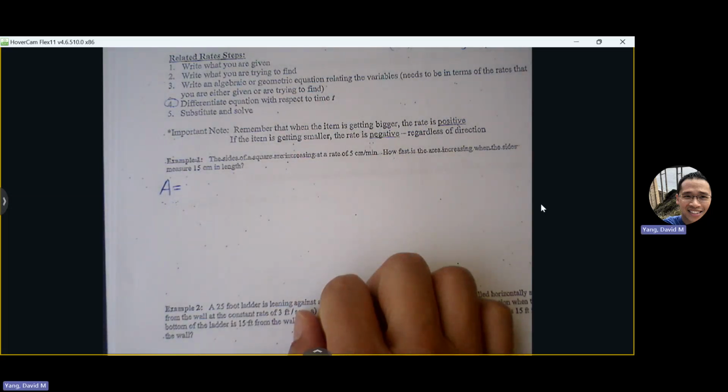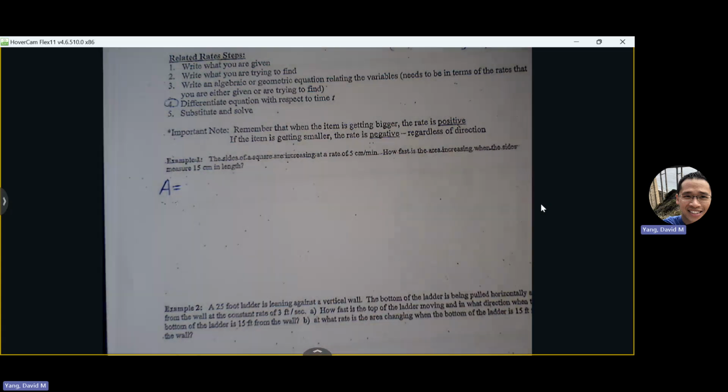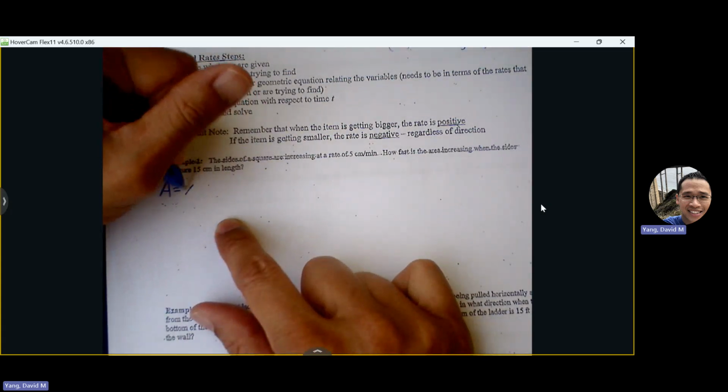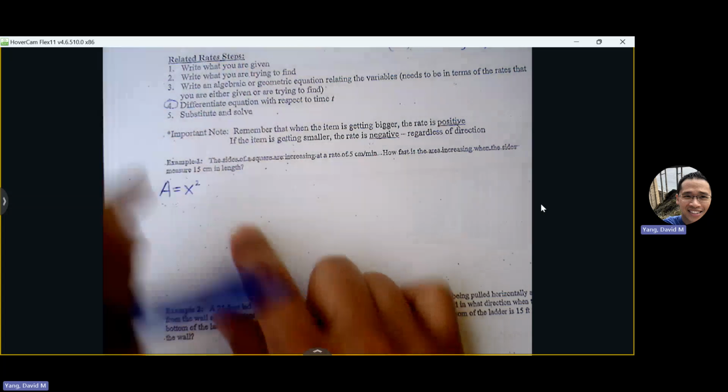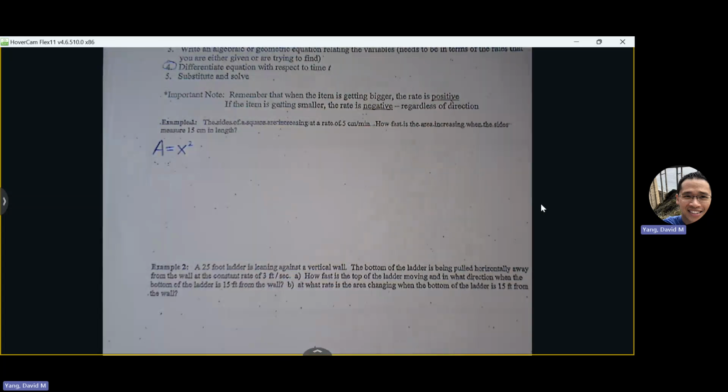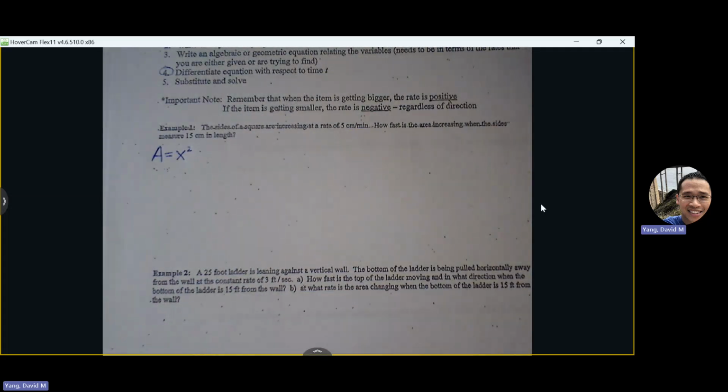What would you say the formula for area of a square is? Yeah. And what do you know about the length and width? They're the same, right? So it could be length times length, it could be width times width. I'm going to say x times x, and I'll let x represent the side length. You can use any variable. I just prefer to use x because we use x as our go-to variable here. So A equals x squared.